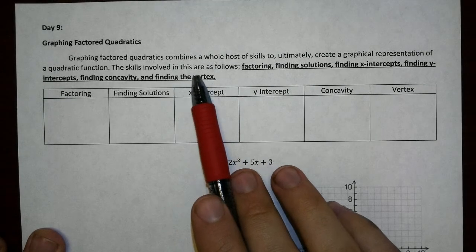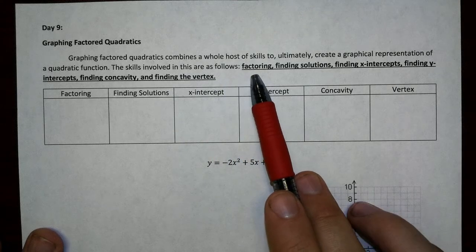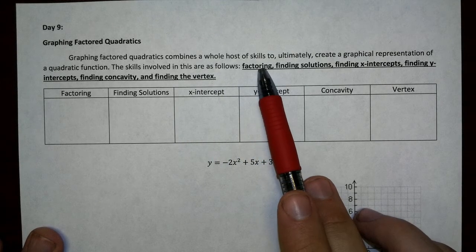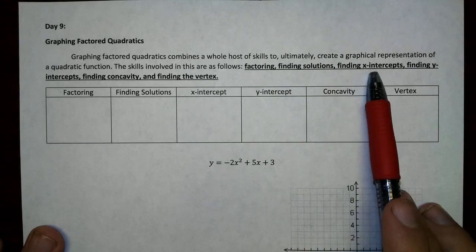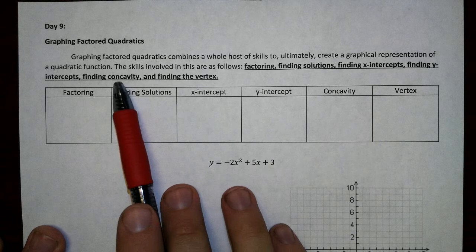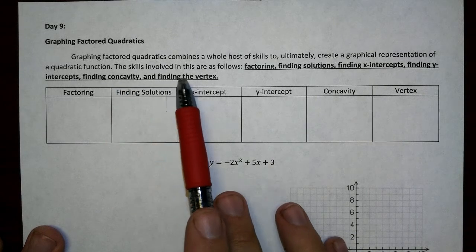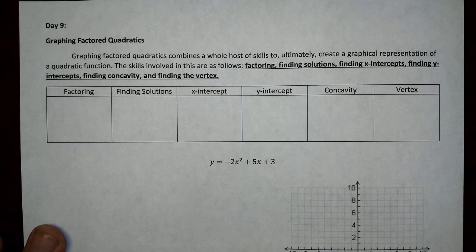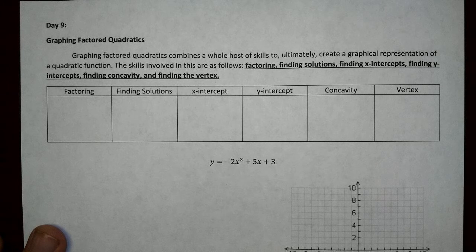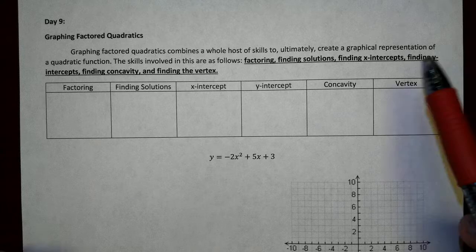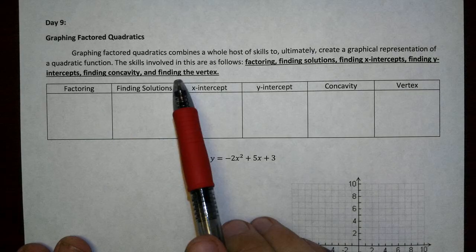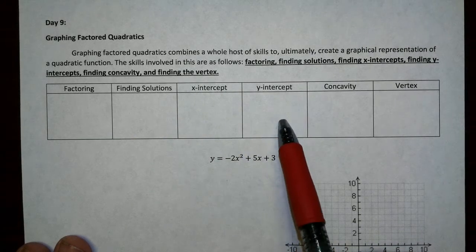The skills in this are as follows. Here are the skills that we're going to be invoking: factoring, finding solutions, finding x-intercepts, finding y-intercepts, finding concavity, and finding the vertex. Holy smokes, right? A lot of layers to it. Really healthy math problem. Before we go into this, we're going to do a mini review of each topic and some of the key ideas for it.